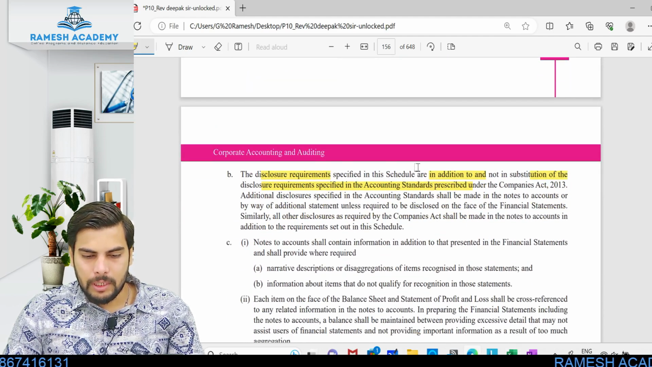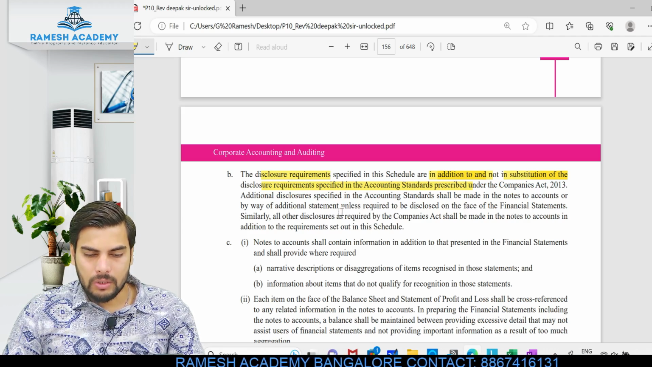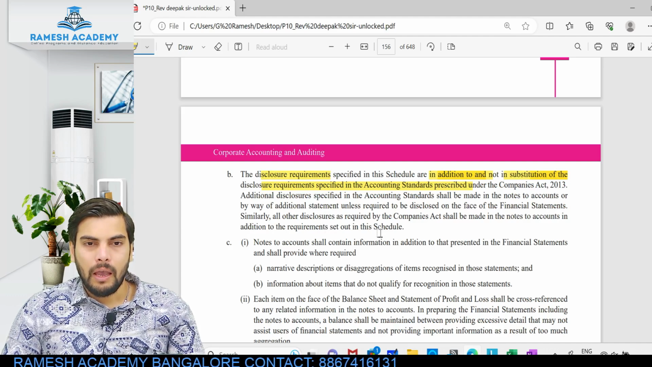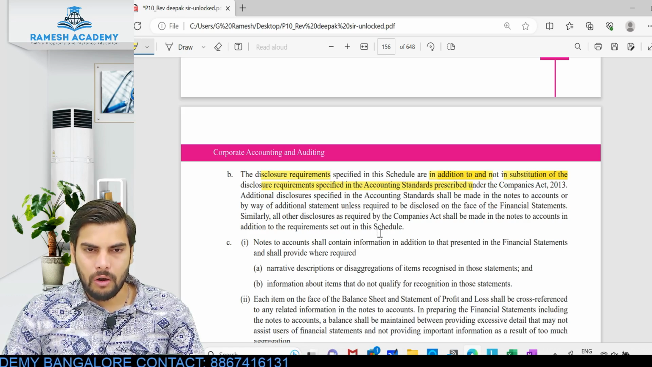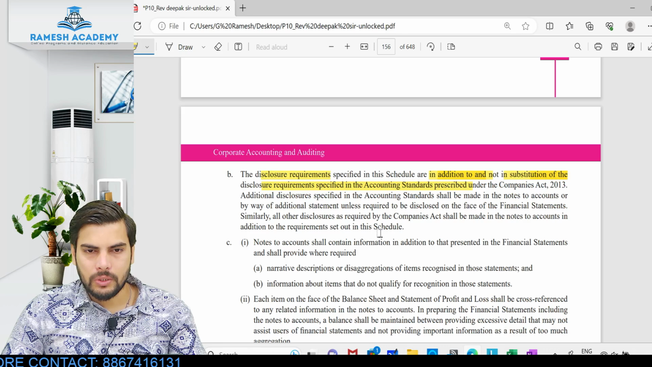That's why it clearly says, read this point. The disclosure requirements specified in this schedule are in addition to and not in substitution to the disclosure requirements specified in the accounting standard prescribed. So additional disclosures specified in accounting standard shall be made in the notes to accounts and by way of additional statement unless required to be disclosed on the face of the financial statement. Similarly, all the disclosure as required by the Companies Act shall be made in the notes to accounts in addition to the requirements set out in this particular schedule. So any disclosure as per accounting standard or Companies Act has to be disclosed in the notes to accounts. Along with this, any disclosure as per Schedule 3 can be made. I hope you all understood this. Is this clear?